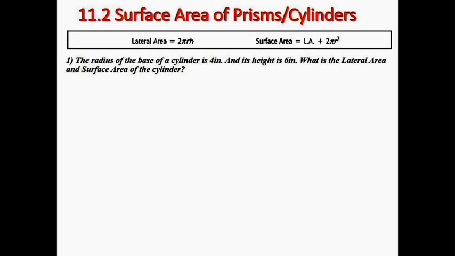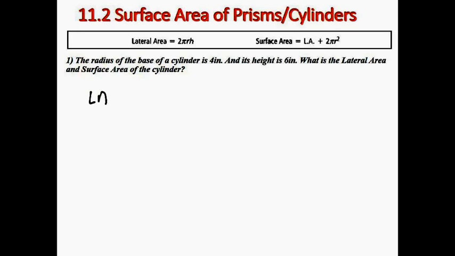Now we're going to calculate the surface area for a cylinder. This cylinder has a base with a radius of 4 inches, and the cylinder has a height of 6 inches. What is the lateral area and the surface area for the cylinder?